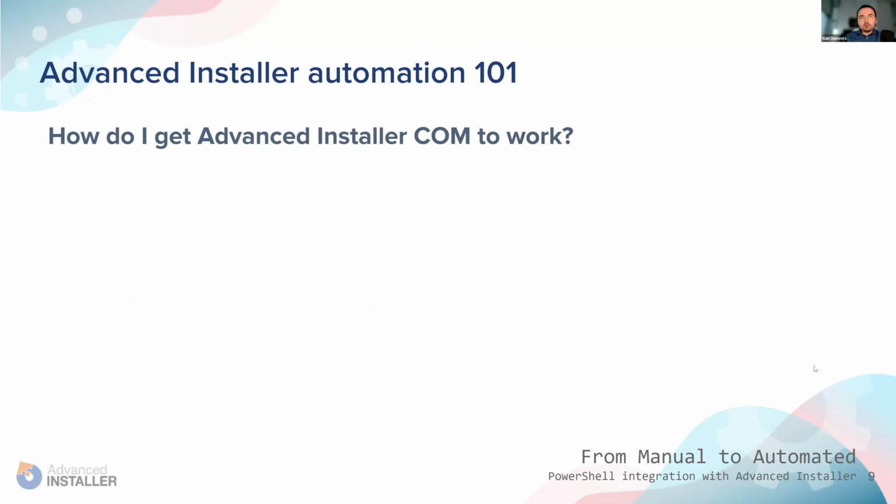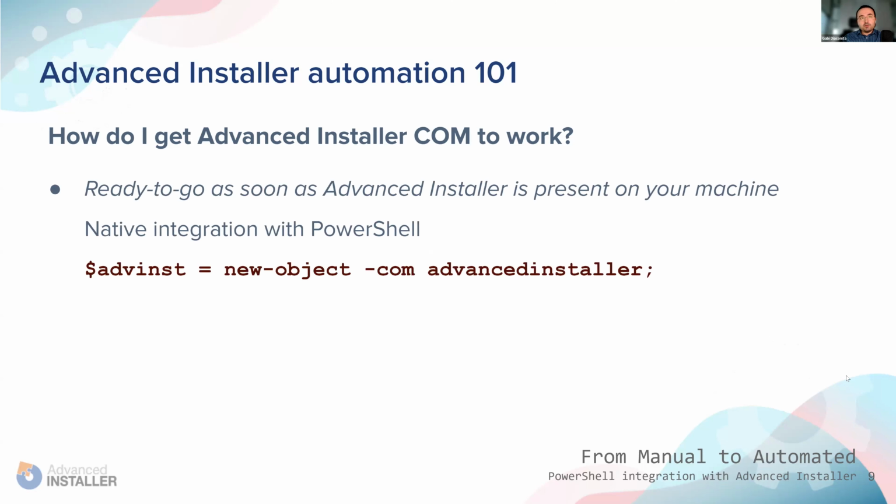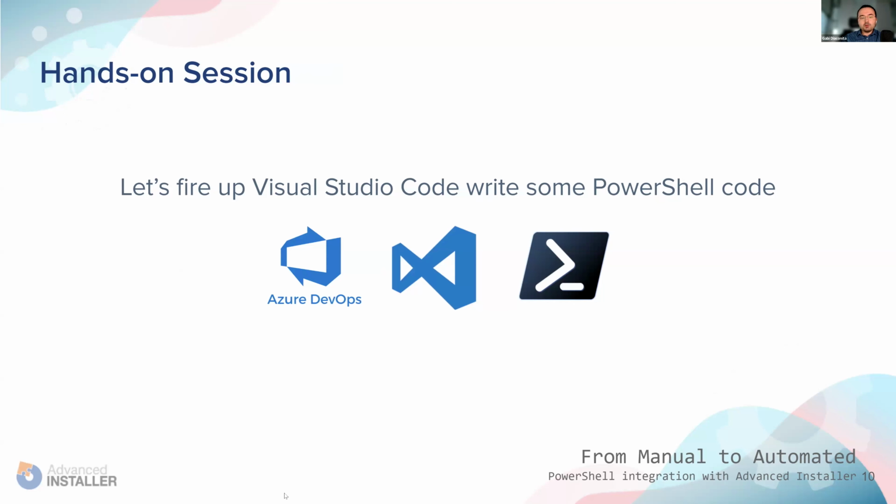Now, how do I get the CLI to work? You just call it from CMD or your preferred terminal tool. How do I get the Advanced Installer COM, the component object model interfaces to work? Well, simply it's basically the same. There's no difference. As soon as you install our product, once Advanced Installer is on your machine, it's ready to go. And regarding PowerShell, COM is a first-class citizen in PowerShell. It's nice and clean to use. You just instantiate a COM object and give it the prog ID Advanced Installer, and that's all you need to do. You're in. So this is where you are on automation, the gist of it.